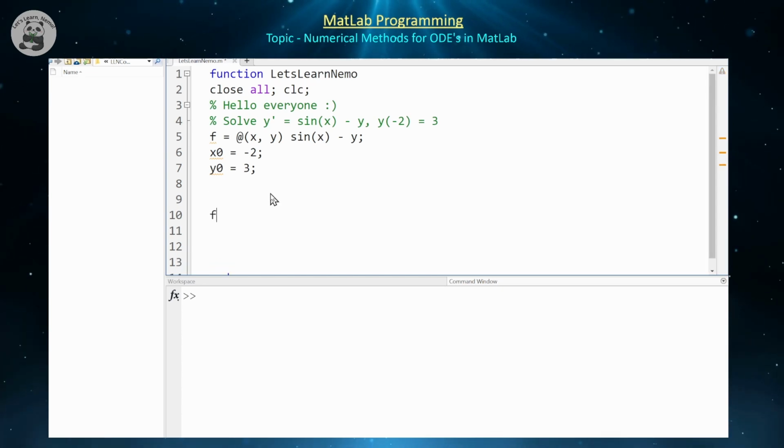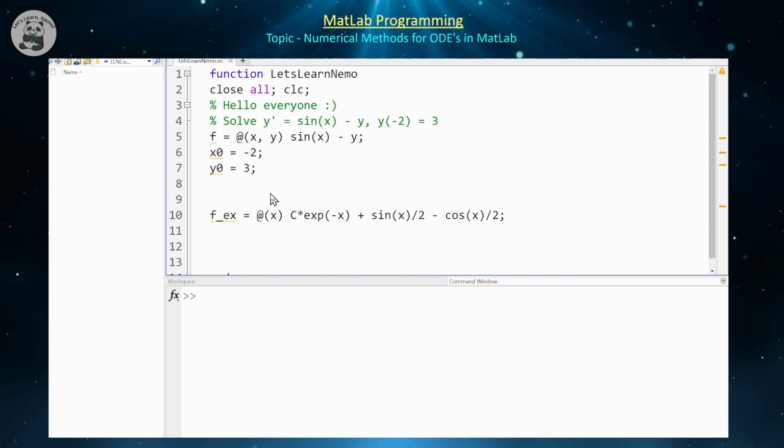So the exact solution, which I'm going to abbreviate by f subscript ex for exact, is going to be, again, a function of x only, i.e. you can get an explicit representation for this analytical solution. The general form is going to be equal to c times e to the power of minus x plus sine of x divided by 2 minus cosine of x divided by 2. So that's the general solution.